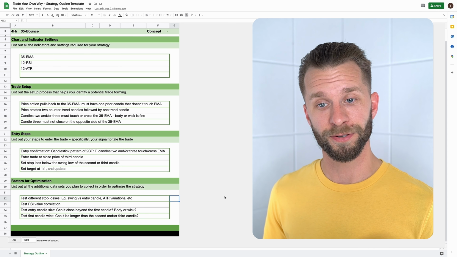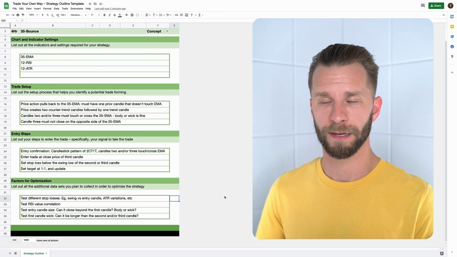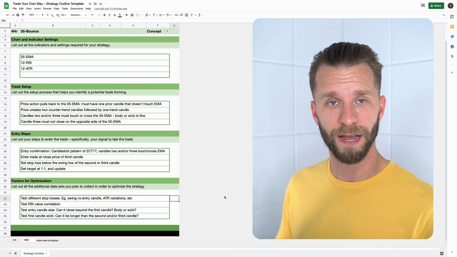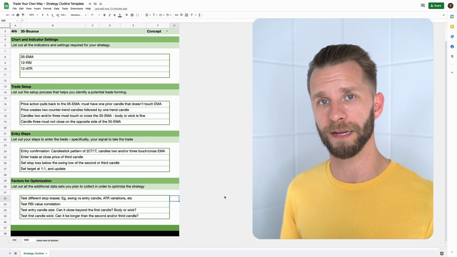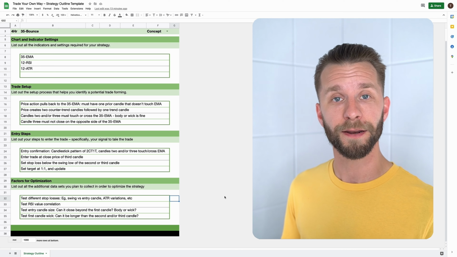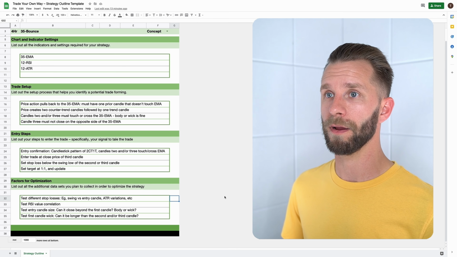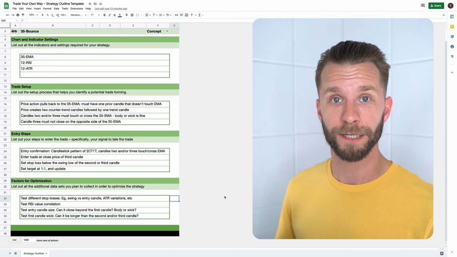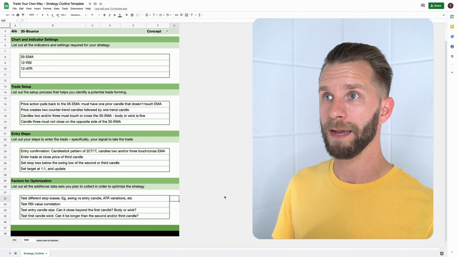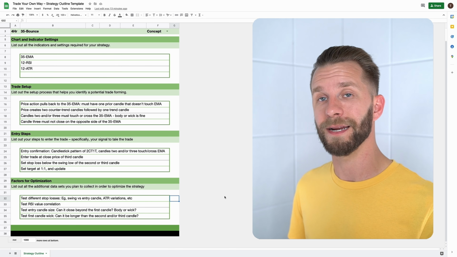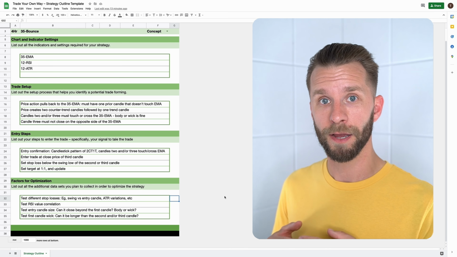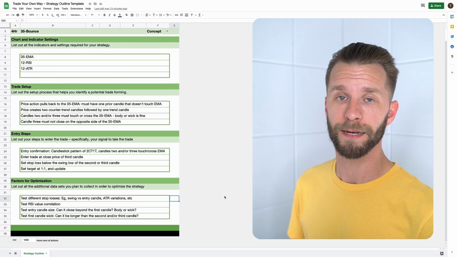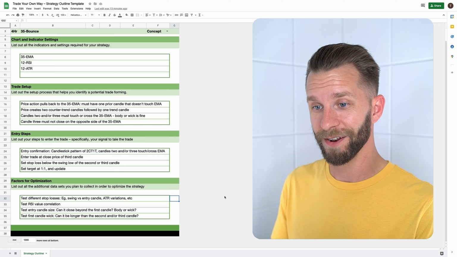The third point is to test the entry candle size. I may also want to see whether the size of the entry candle actually affects the profitability or the outcome of the trade. So if the third candle, the entry candle, closes beyond the swing of the first and second candle, is that a problem? Or is it ideal to have the entry candle close between the first and second candle? I won't know unless I log it.